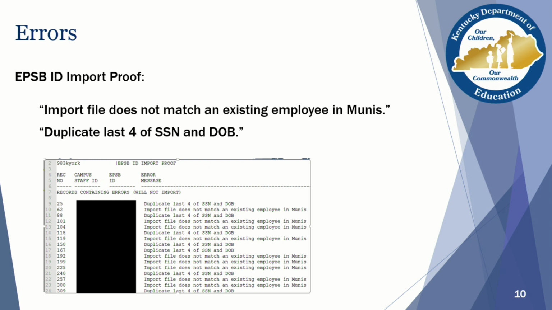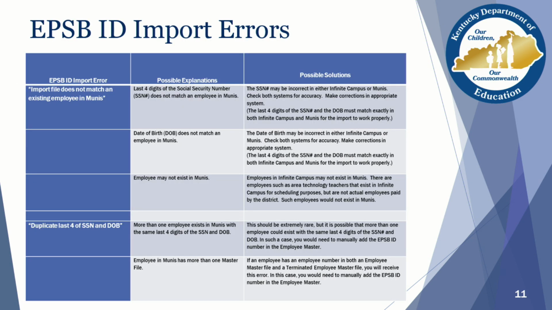There are two actual errors that you could receive with this. One is that the import file does not match an existing employee in Munis, or that it's a duplicate last four of Social Security number and date of birth. And this is a grid to give you an idea of what those errors actually mean.